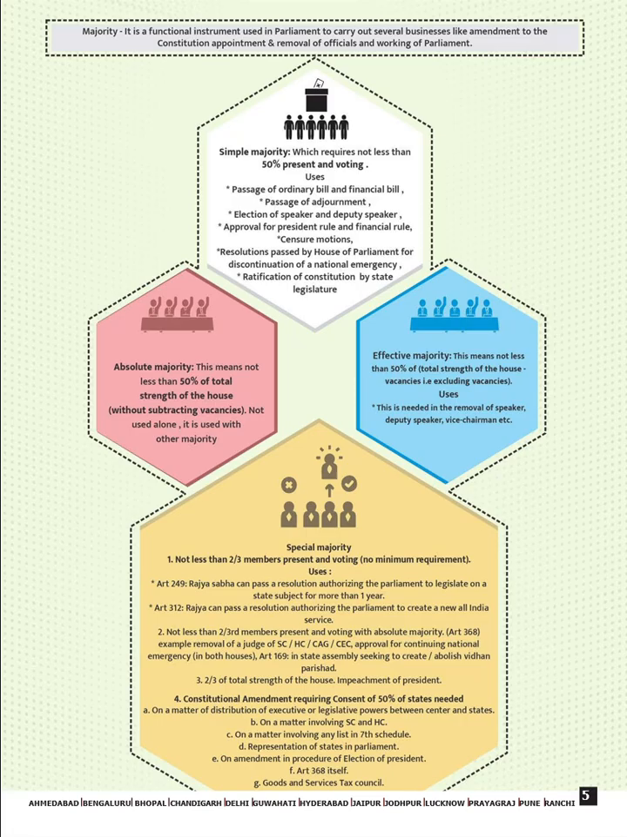A. On a matter of distribution of executive or legislative power between the Centre and the state. B. On a matter involving the Supreme Court and High Courts. C. On a matter involving any list in the 7th Schedule. D. The representation of states in Parliament. E. Amendment in the procedure of election of the President. F. Article 368 itself. And G is the Goods and Services Tax Council.